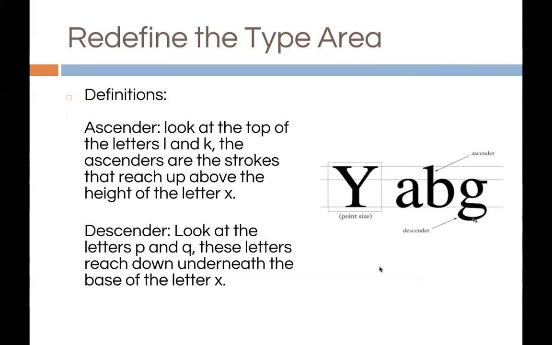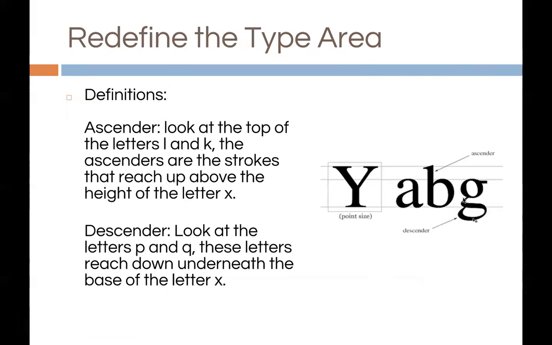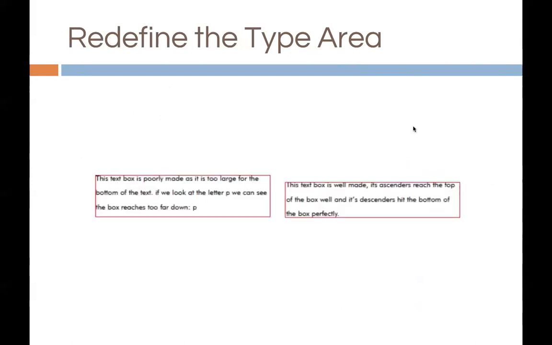This is one of the problems I always see is people don't look above the X height and see like, oh, this part of the letter and this part of the letter, they're running outside of the type area. So this text box is poorly made because it's too large for the bottom of the text. If we look at the letter P, we can see that the box reaches too far down. This text box is well made. Its ascenders reach the top of the text box and its descenders hit the bottom of the text box perfectly.